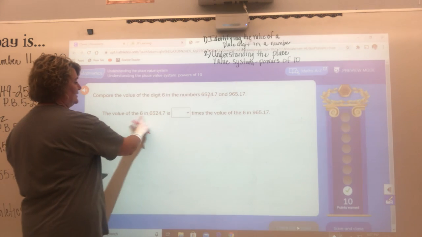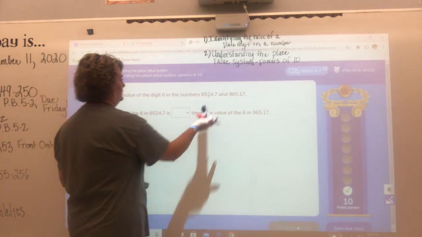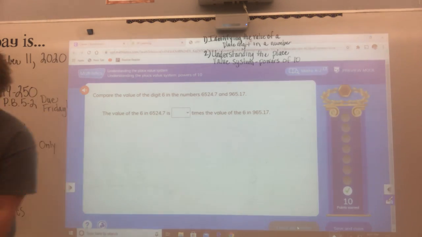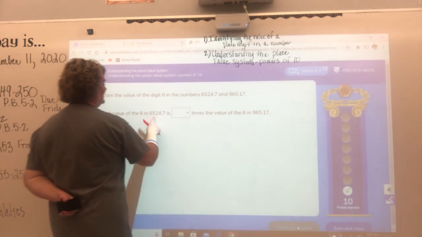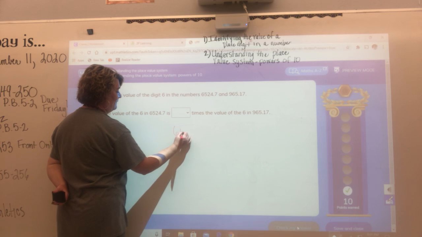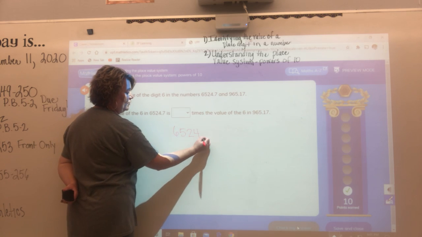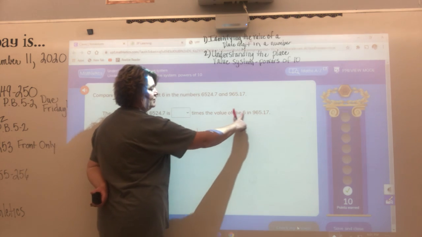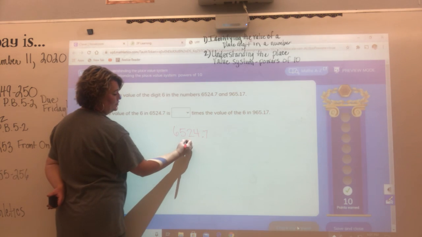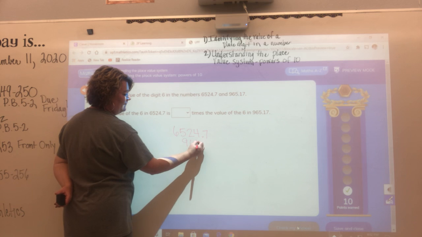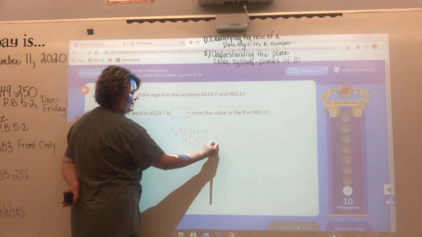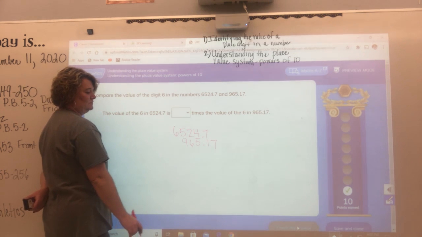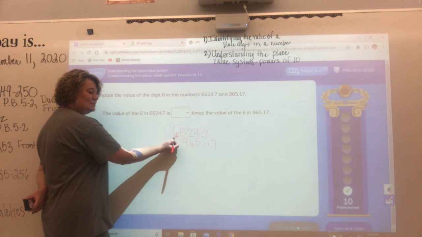The value of the 6, we're looking for 6s now. And I'm going to stack them on top of each other. The value of the 6 in 6,524.7 is how much the value of the 6 in 965.17. Don't you agree that this 6 is bigger?